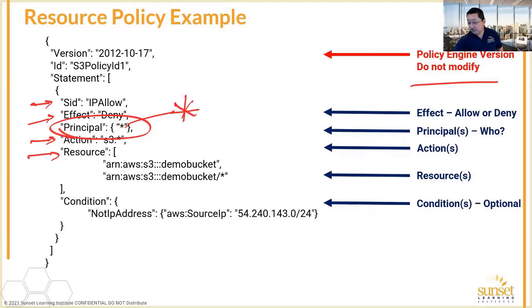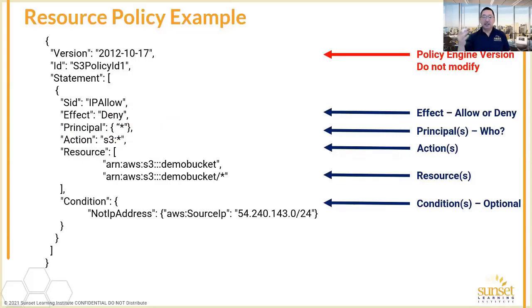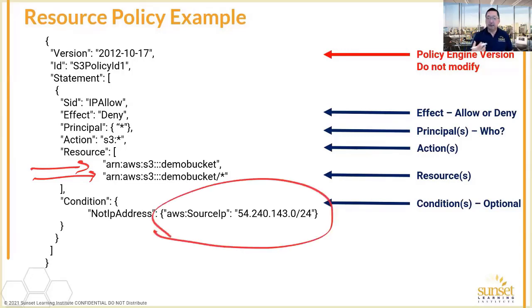Let me erase that so you can see it. The S3 asterisk means all actions on S3, okay? But not just any bucket, just all S3 actions on this particular bucket and these particular files within the bucket. Well, it's the demo bucket and all of the objects stored within that bucket. But everybody is denied access except folks coming from this particular network address, okay?